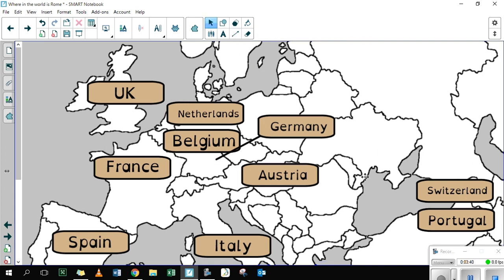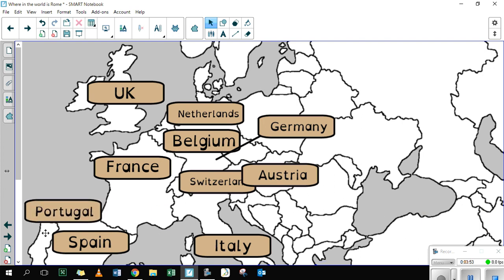And Switzerland is again what we flew over if we were flying all the way from Leeds down to Rome. So Switzerland is here. And Portugal is right the way over here. It's this thin strip here to the west of Spain.